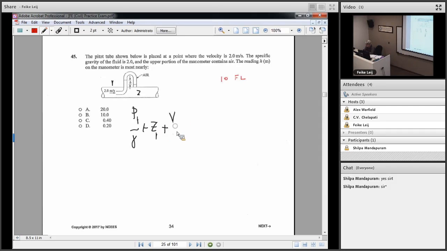P1 over gamma plus Z1 plus V1 squared over 2g is P2 over gamma plus Z2 plus V2 squared over 2g. What stuff cancels here? Shilpa, what term cancels? Difficult to answer if you have to type this.